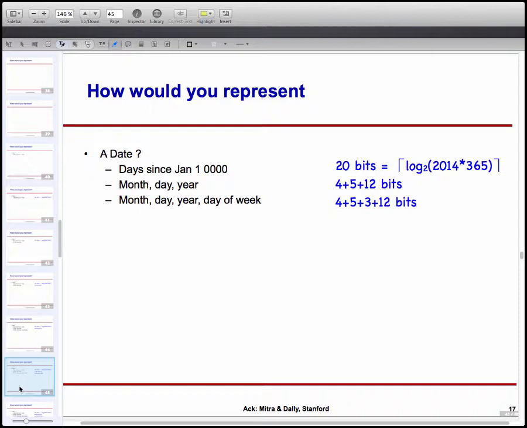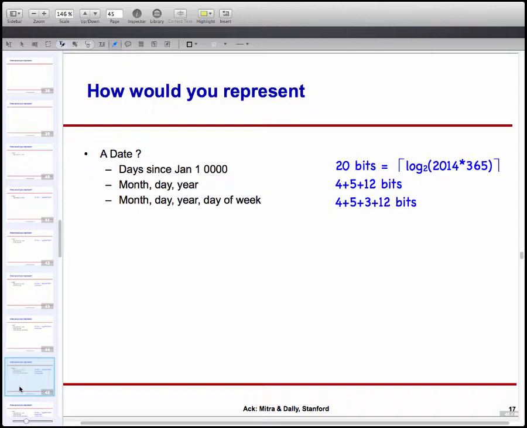how would you compare the second and third? I mean, second was sufficient to represent a day uniquely. So the third option, where I'm also listing the day of the week, actually has redundant information in it, right? I can always calculate day of the week given month, day, and year. So in this case, day of the week is actually redundant information, but for certain operations, it may be easy for us to carry that information along so that I don't have to compute it.